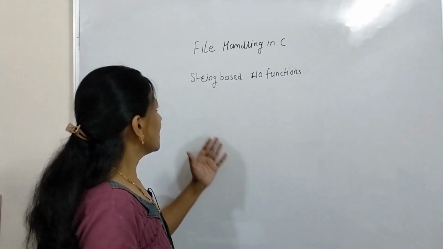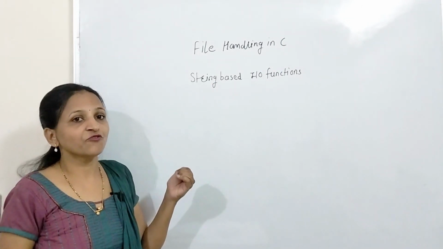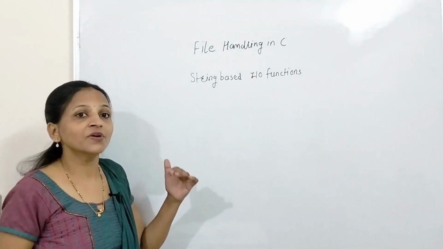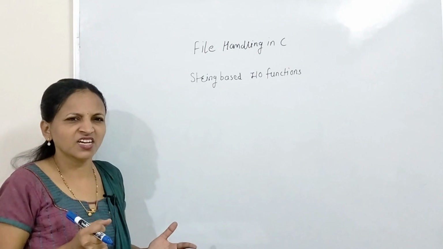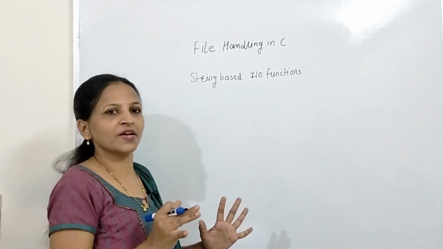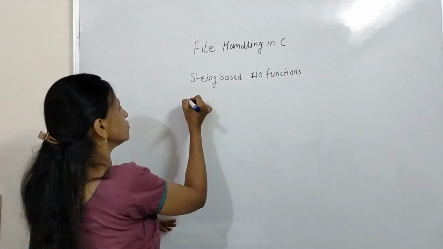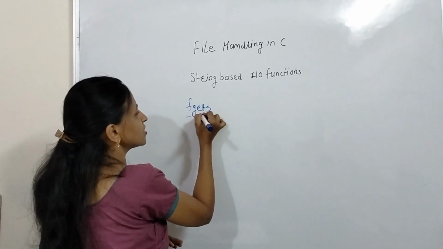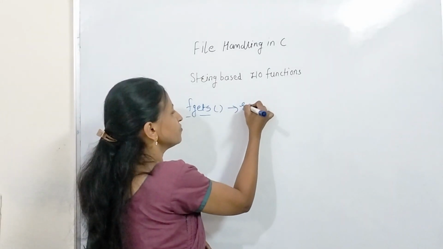Now let us see how to read a whole string at a time from a file. For that we have to use the function fgets. Gets stands for get a string from that file. Get a string means read a string from that file. Okay, now let us first see the syntax, how to use that fgets function. This is a function that we can use to read a string from a file.